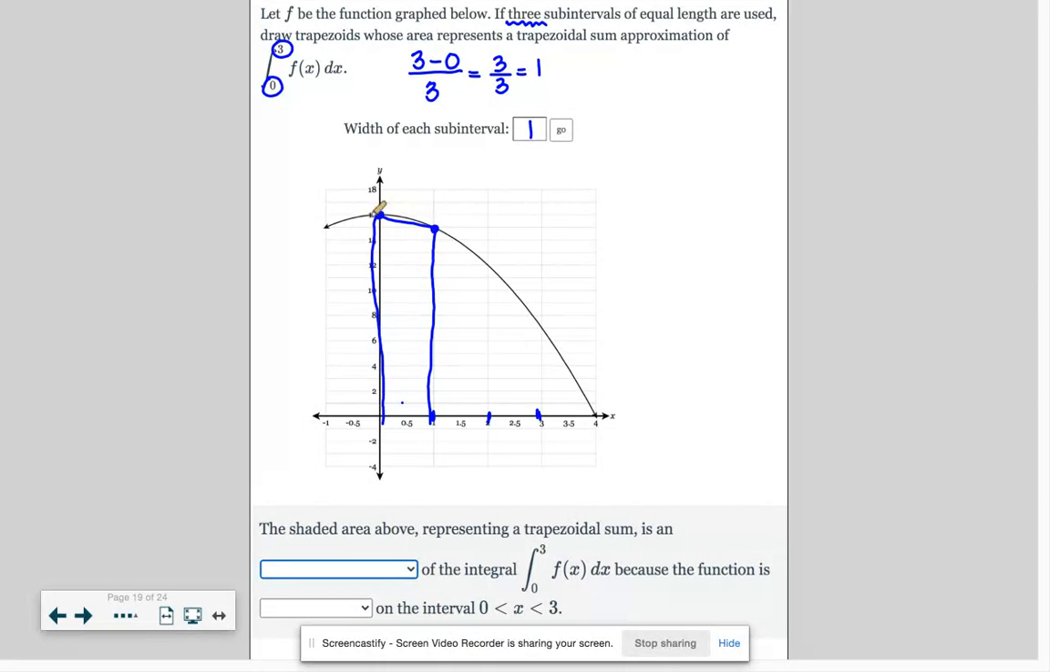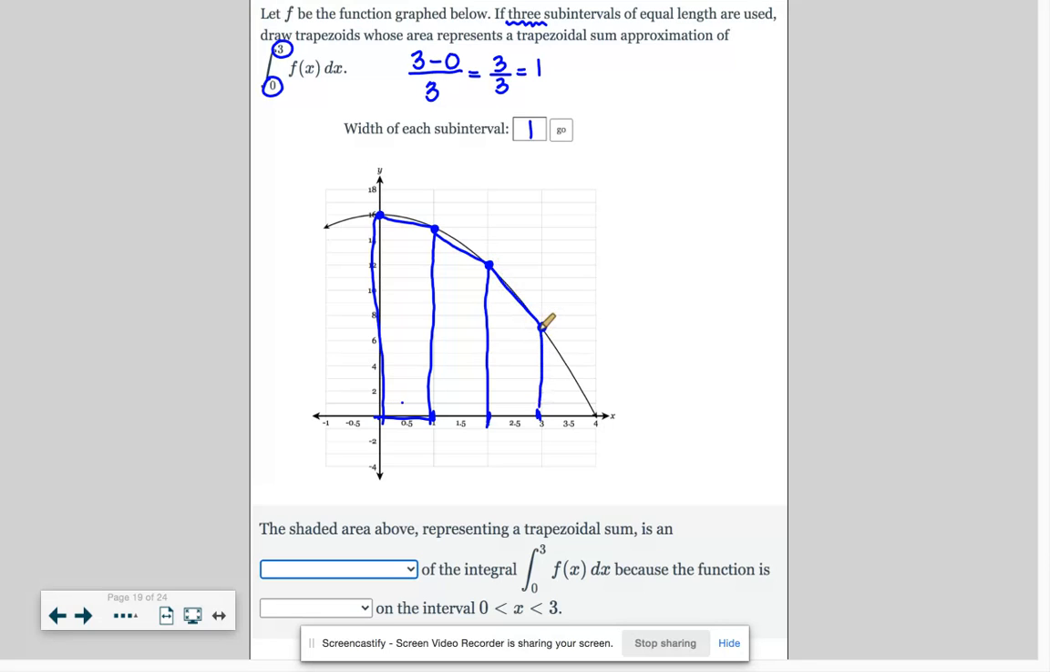This is a trapezoid because this is not a parallel line to the base this time. Again, one more time. You draw a point on the curve straight up from the beginning and the end of your interval, and you connect them at an angle, and that's a trapezoid there. And then same thing here, okay?